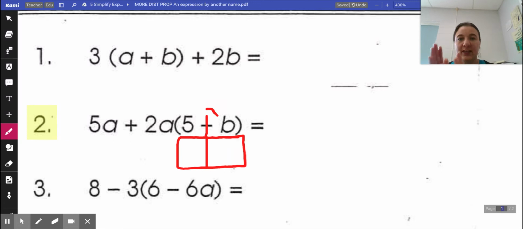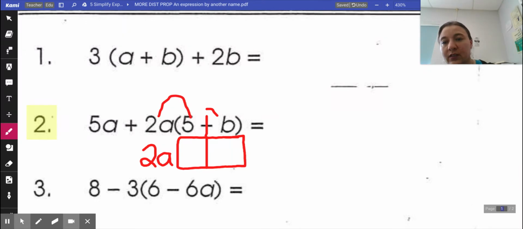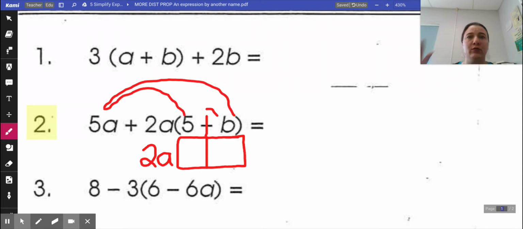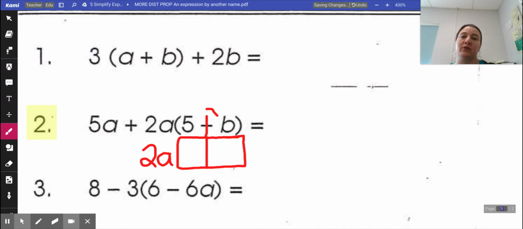The thing that is touching the parentheses is the term that is being distributed. The 2a is touching the parentheses. So my 2a will touch the box. I am distributing the 2a. I am multiplying through the parentheses with the 2a. I am not distributing the 5a. That dude is walking down the other side of the street. He has got nothing to do with what's going on in those parentheses. Okay, we will not stretch our rainbows that far.